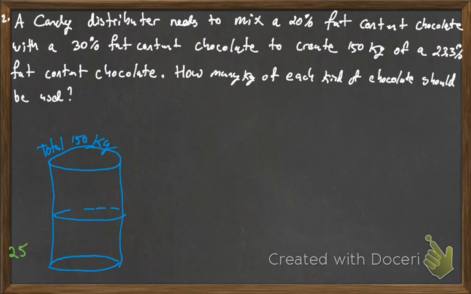So let's pick a concrete number like 25. So if we have 25 of one, then the other one would be 150 minus 25, or 125. And if I add those up, that's going to be 150. If we do it generically, if we call one of them X, the other one's going to be 150 minus X by the same reasoning.